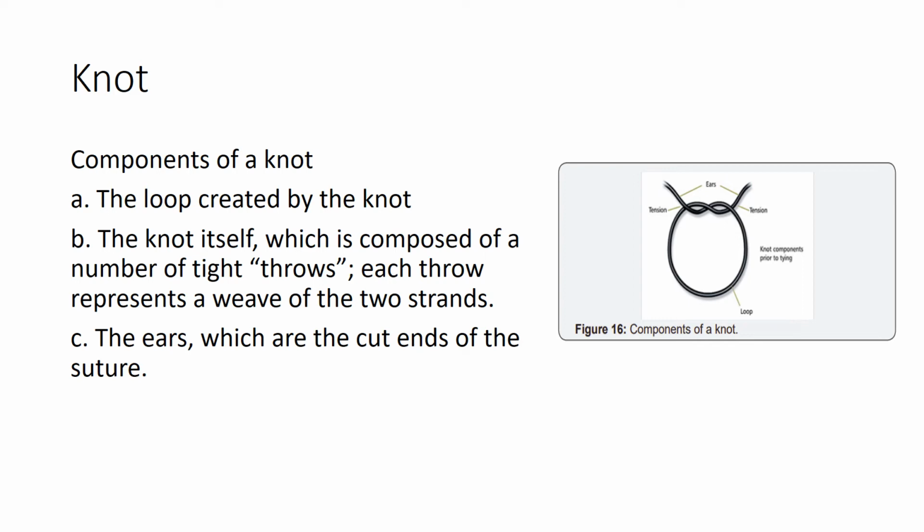Okay, now a bit on the knot. These are the components of a knot. The loop is created by the knot. The knot itself is composed of a number of tight throws, each throw representing a wrap of the two strands. The ears are the cut ends of the suture. So these are the components of the knot. You have the ears, and this is the loop.